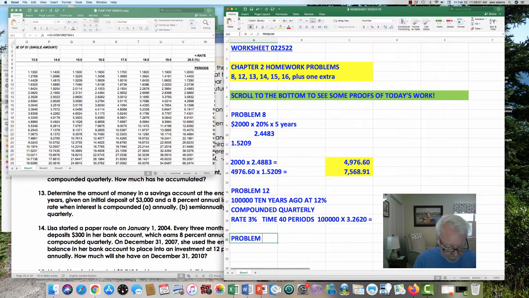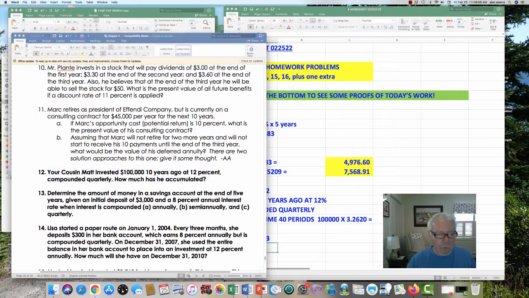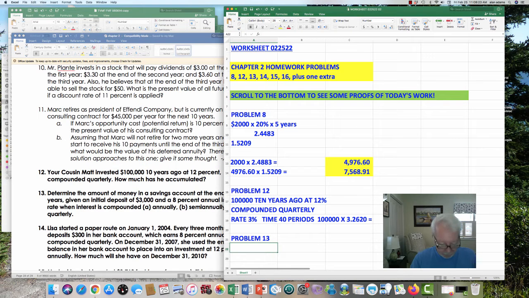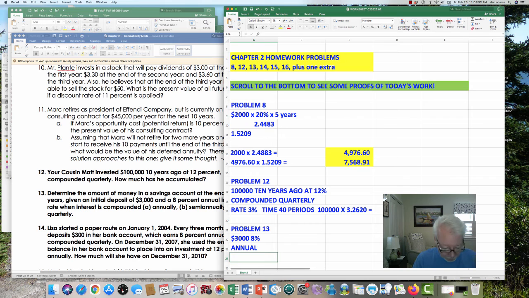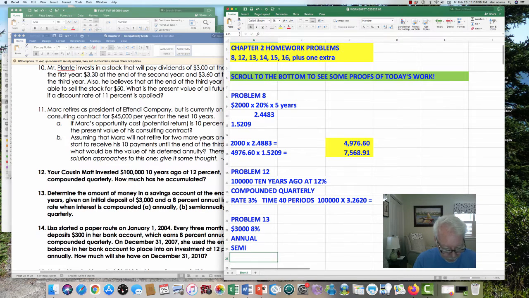Next we do problem number 13, and let's see what we have. Problem 13 says, what is the difference if you compound annually, semi-annually, or quarterly? Okay. Again, this is more practice. We need to know an amount. We need to know that we're dealing with $3,000 and 8%. The difference is we're going to do it annually. We already know how to do that. That's a piece of cake. We're going to do it semi-annually, and we'll do it quarterly.